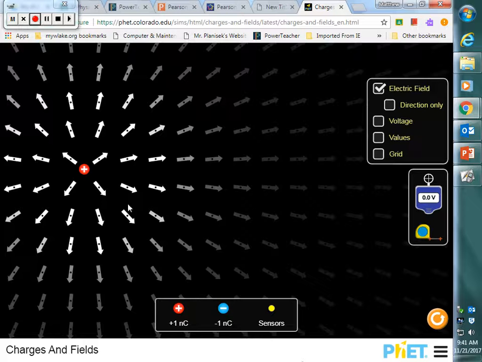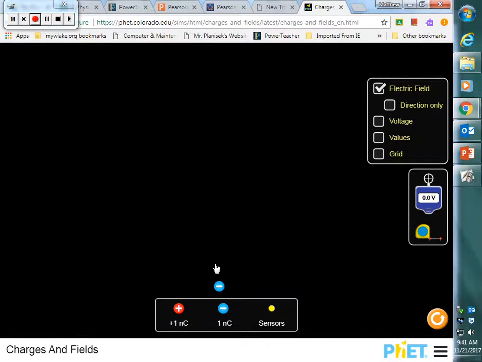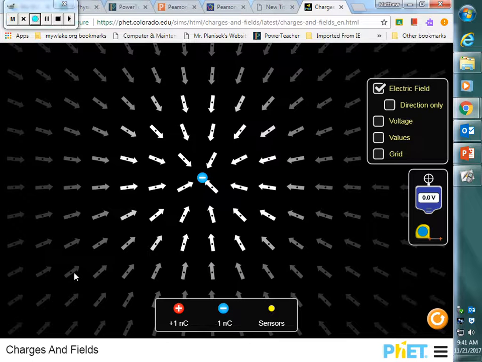All right, so let's get rid of that one, and let's put this negative charge out there. They all point towards it, okay? So the description of the field is going to be based on the behavior if we put what in that space? What kind of a charge? Well, if all of these arrows point towards the negative charge, that's what would happen to a positive charge, right?